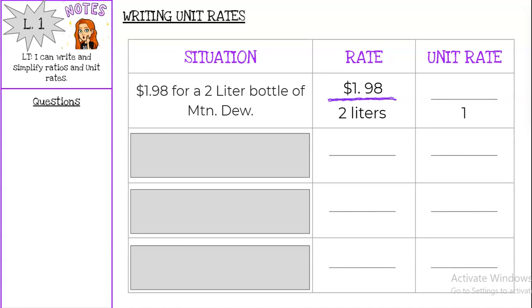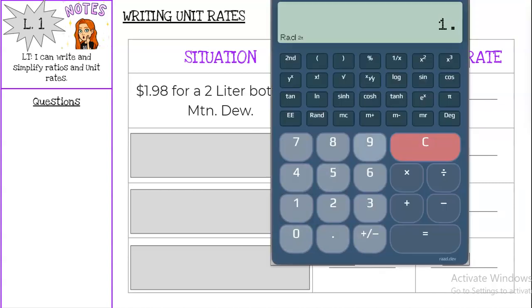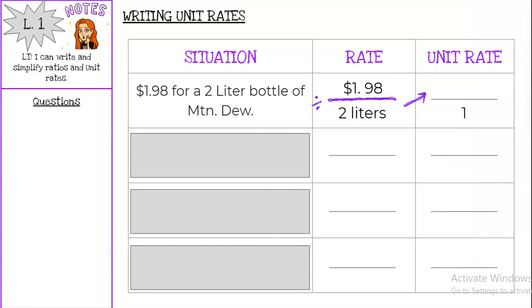So if you remember, a fraction bar just means divide. So what we're going to do to get our unit rate is divide the rate and put our answer at the top here. And that's going to give us our unit rate. So we can use a calculator, absolutely. We got 198 divided by 2, and we get 99 cents. So we'd write it with the dollar sign so we know it's still money: 99 cents for 1 liter.